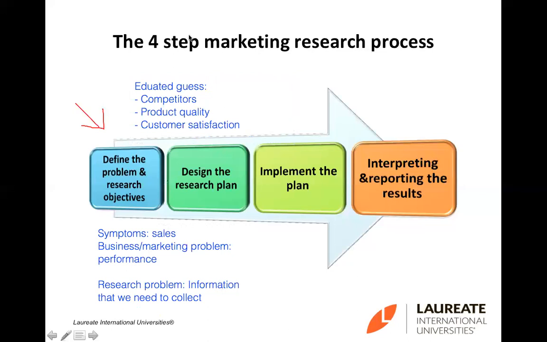If the data that we analyze suggests that yes, these three may be the major factors that affect our business problem, that our sales are declining, then we convert that into a research problem. We need to find out the information about competitors' brand, for instance. We need to find out how our product quality is perceived. We need to find out how satisfied our customers are with our brand, our product, and our service. Hopefully that gives you an idea of converting a business problem into a research problem.